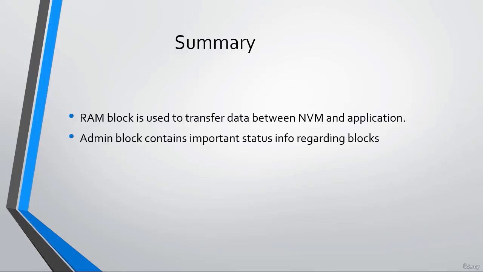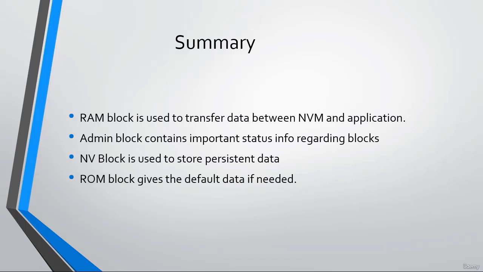Next we move to the admin block. The admin block contains important status info regarding the blocks. If we visualize that, the RAM block will always work in tandem with the admin block, and the important status information will be present in the admin block. Third is the NV block, which is used to store persistent data. This is where the final data is written to, right? Whatever is calculated and is important persistent data that we need to store is written into the NV block.